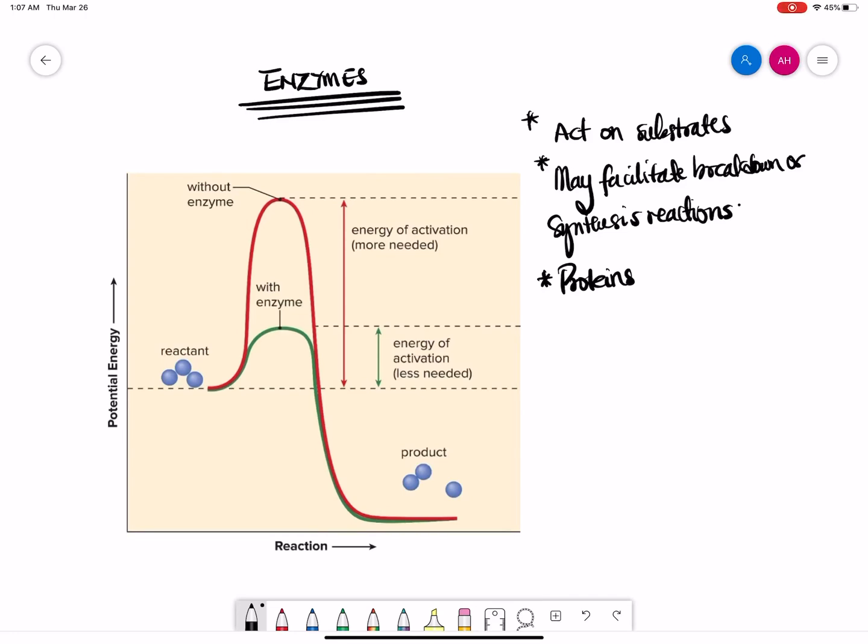Let's talk about enzymes. Enzymes are substances that act on a reaction to speed it up without being part of the reaction, or they catalyze a reaction without being part of the reaction. I'll give you an example.